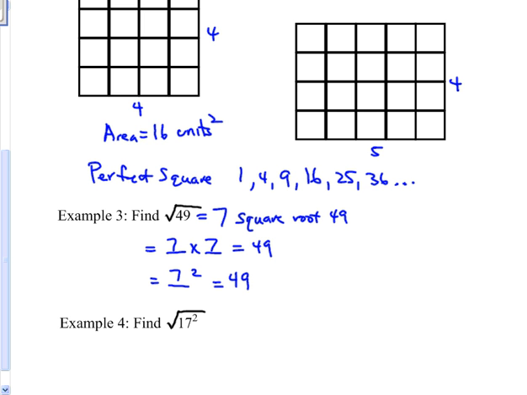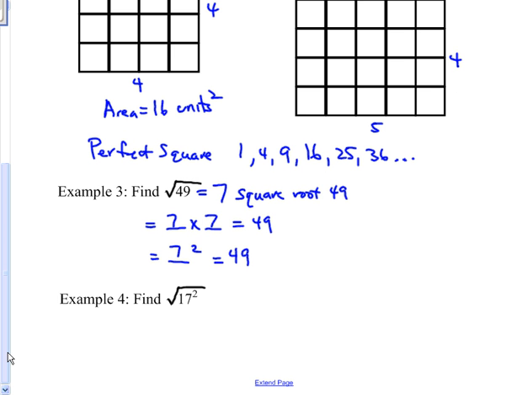Okay? Now, often, one like example number 4 bothers students because they see 17 squared and I want the square root of that. Well, remember, this is saying what squared gives me 17 squared? Well, the answer, of course, is 17 because these are inverse operations. They undo each other, just like adding and subtracting undo each other.